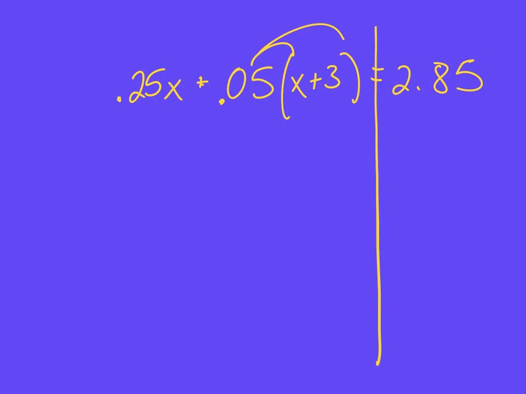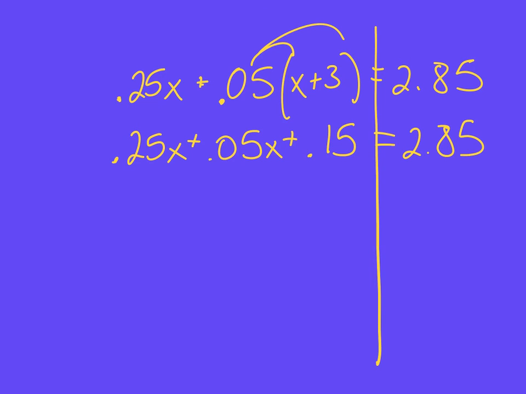Our first few keys are distribution. 0.05 times x is 0.05x. 0.05 times 3, use a calculator, it's 0.15 plus 0.25x equals 2.85. Okay, we can combine like terms here. These will just become 0.3x plus 0.15 equals 2.85.